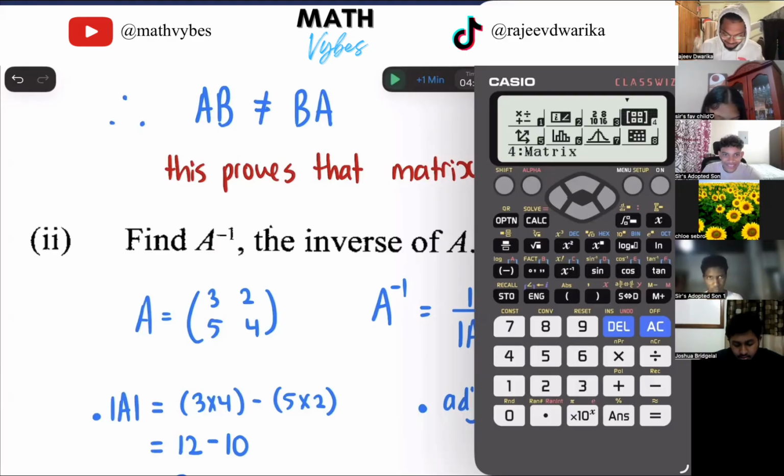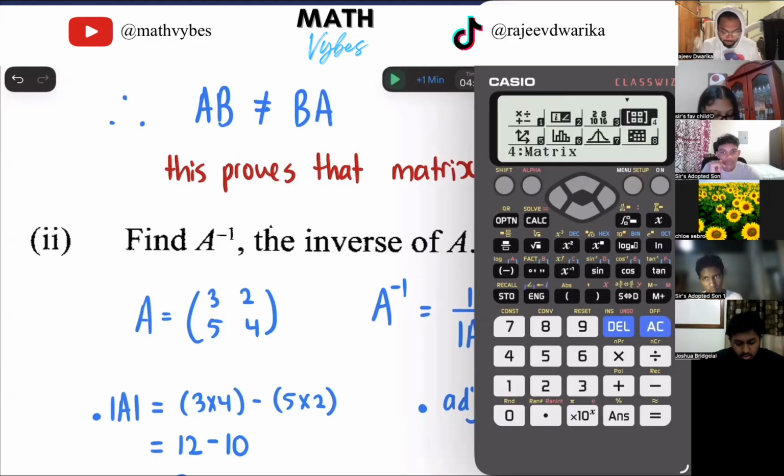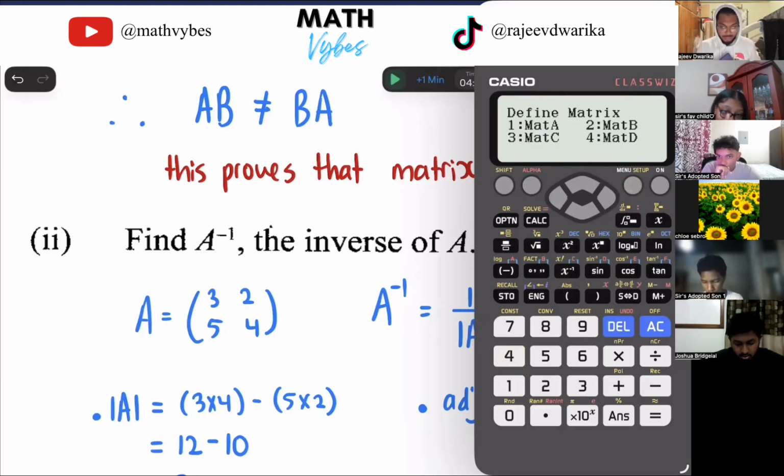Right. So, Nikolai, you have a different calculator. So for you, you'll have to press menu 4. I presume you defined matrix A already. No, I think I made a mistake, so I'm going to start over.